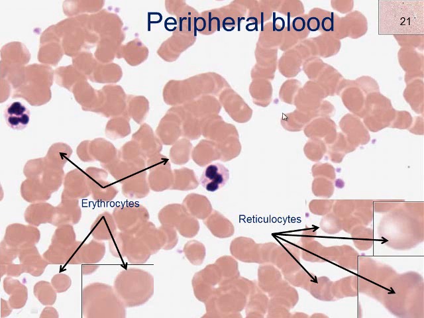So if we look at blood, we can see red blood cells. We can also see reticulocytes, but we don't see the bone marrow cells.